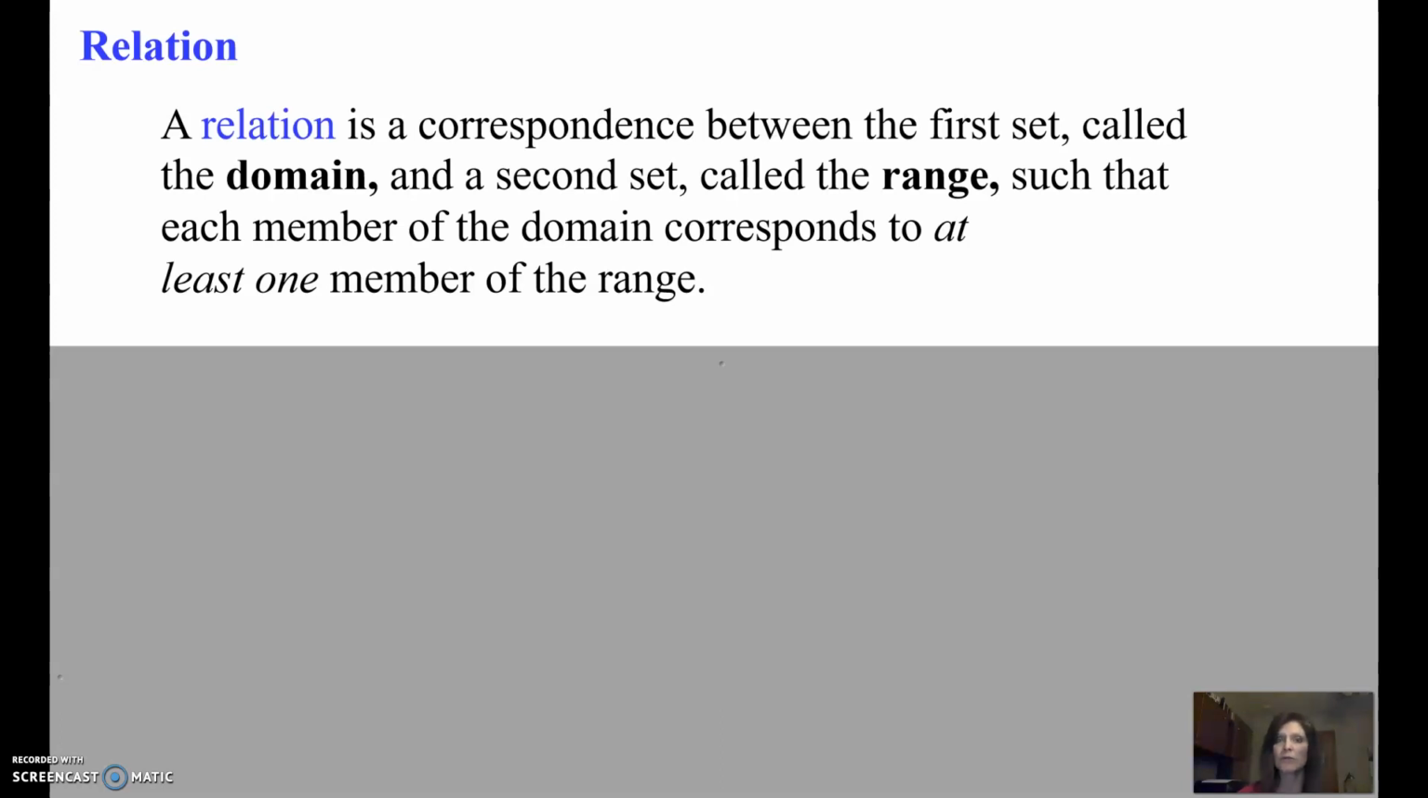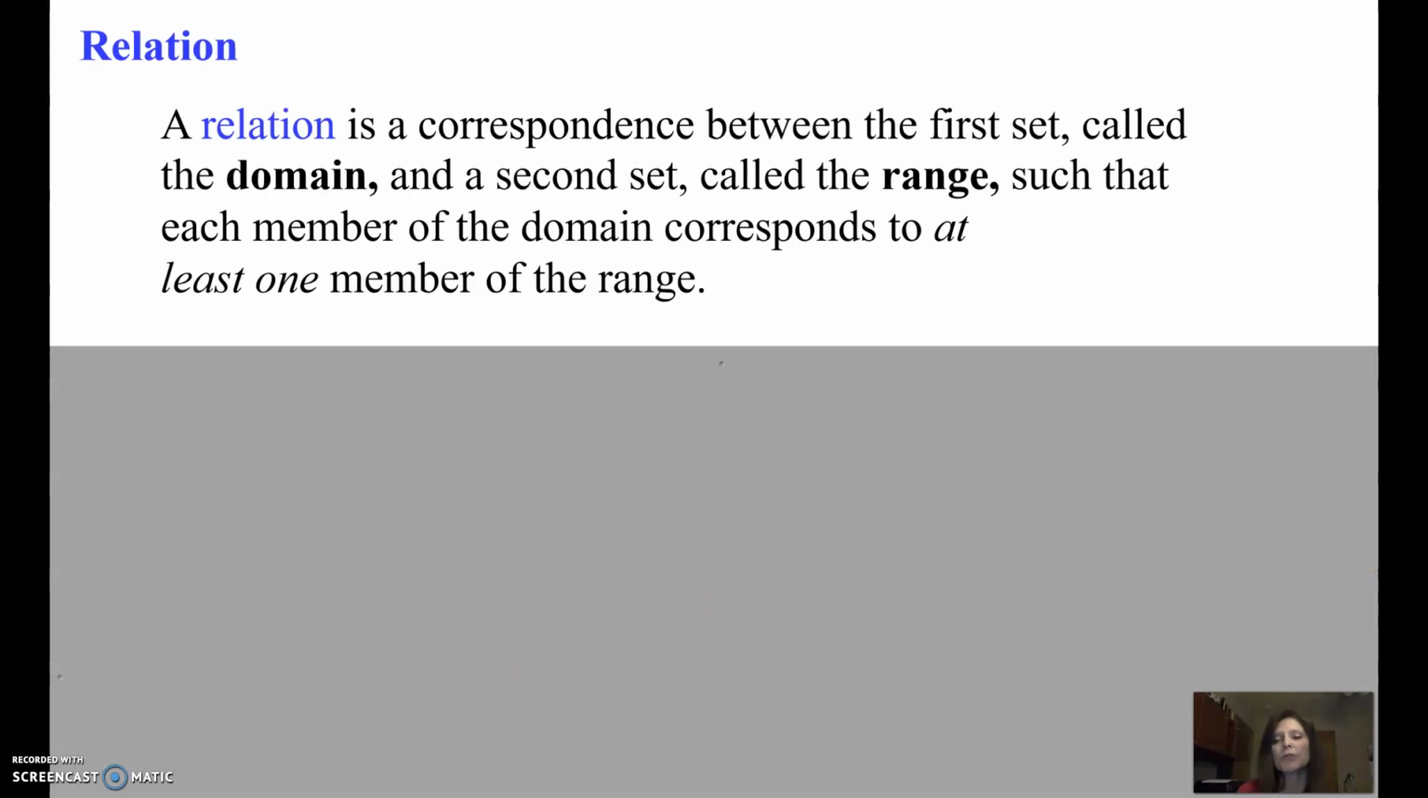If we think in terms of our ordered pairs, x's go with the domain or are the domain, and the range is the y values. The only requirement here is that everything in that first set gets paired up with at least one thing in that second set. So every x is paired up at least once.